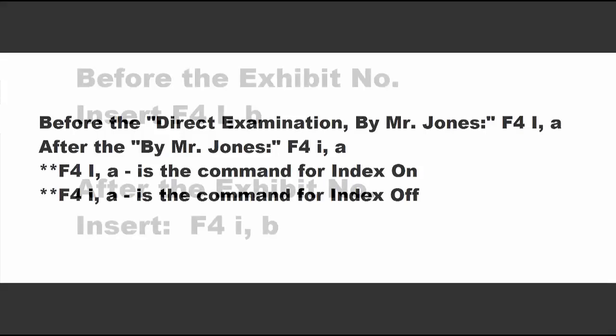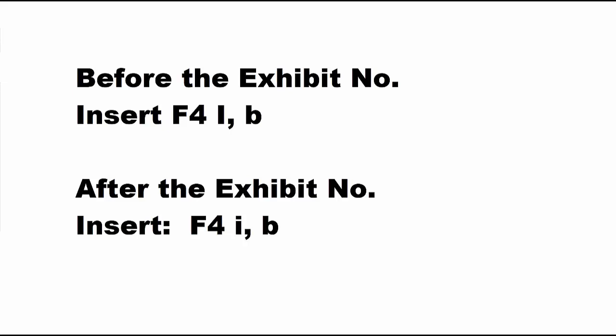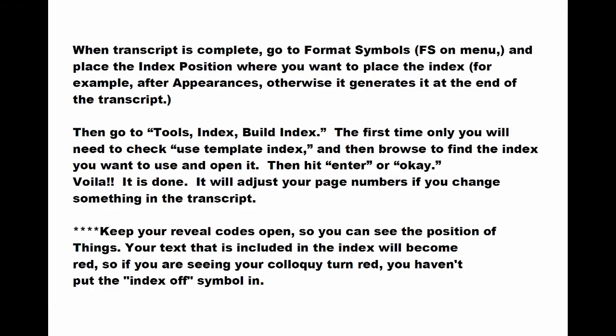For exhibits, the command is F4, capital I, the letter B. B is what generates exhibits. A is what generates direct examination, cross-examination, redirect examination. When the transcript is finished, all of those commands are brought in. So when you go back to the transcript, you go to Tools, Index, Build Index.